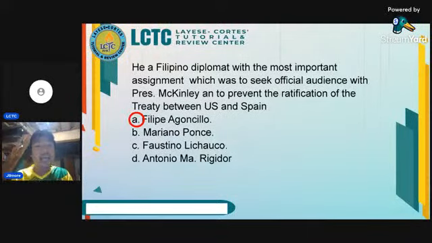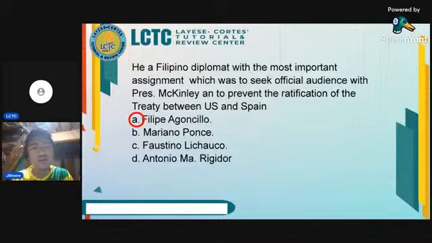So that's why Aguinaldo sent some Filipino diplomats, no? And it was Felipe Agoncillo who was assigned to go to the US and have an official audience with President McKinley and argue that Spain has no jurisdiction over the Philippines. Okay? And it has no power or right whatsoever to cede the Philippines to the US, and to recognize the Philippines as a country, independent, with its government and with its constitution. So it was Felipe Agoncillo who went there.